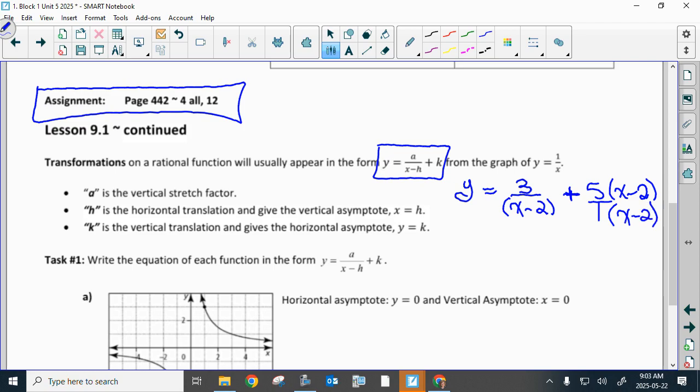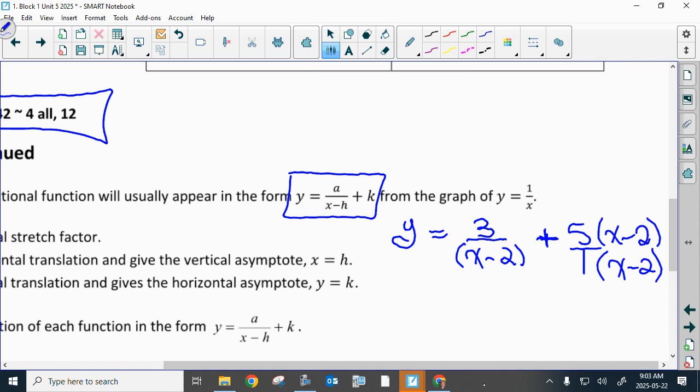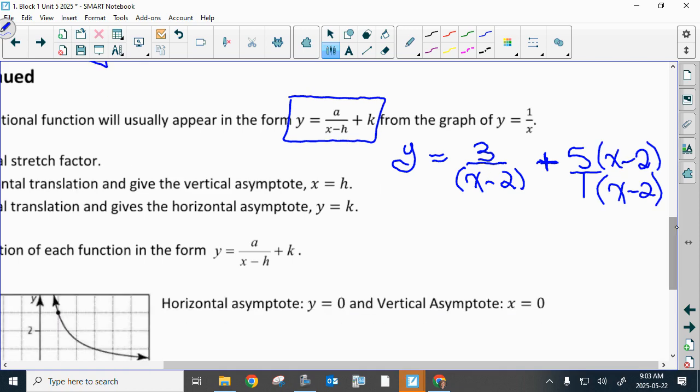And I would make it look like a polynomial over a polynomial, so I can kind of approach it from that box method. So if you see a transformation form of a rational function, just change it into polynomial over polynomial. So this becomes common denominator of x minus 2. There's my denominator. And then I've got 3 plus 5x minus 10.